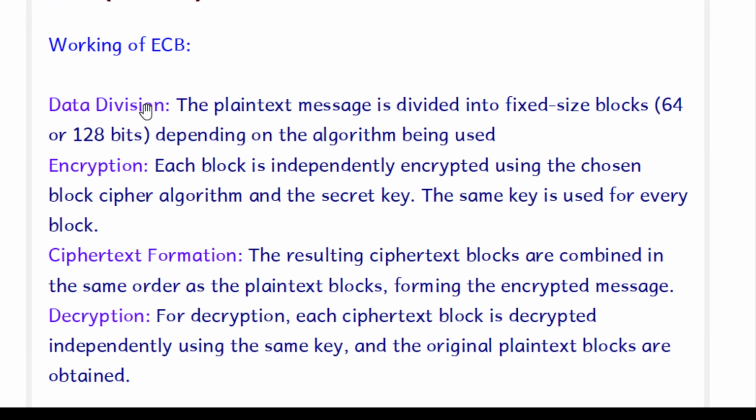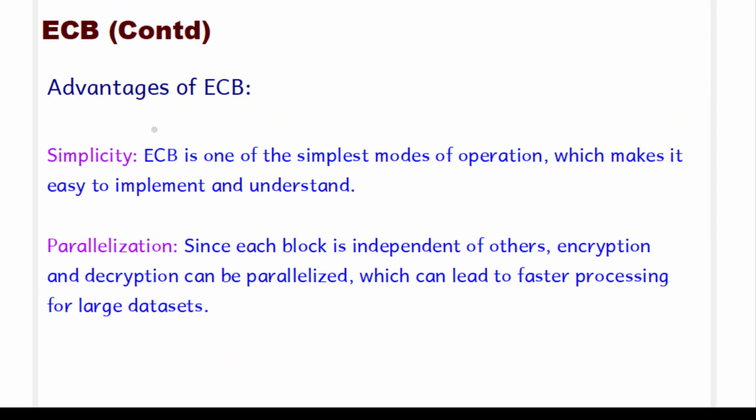This I have explained the working. So the very first step, as we can see, the data is divided into fixed size blocks, either 64 or 128 depending on the algorithm we are using. Then we encrypt the message and form the ciphertext, and at the receiving end the message is decrypted block by block. Now the advantages of ECB, the first is the simplicity.